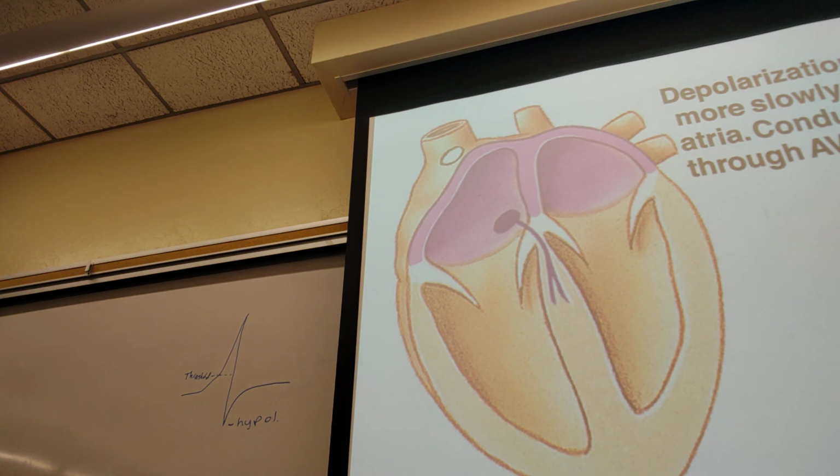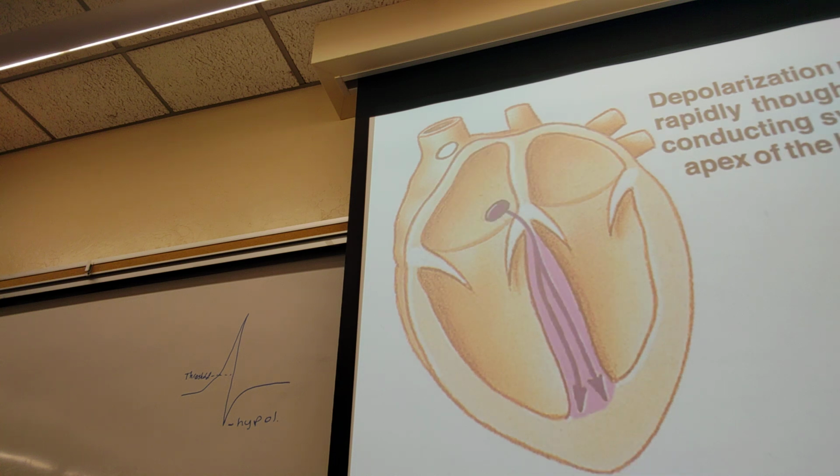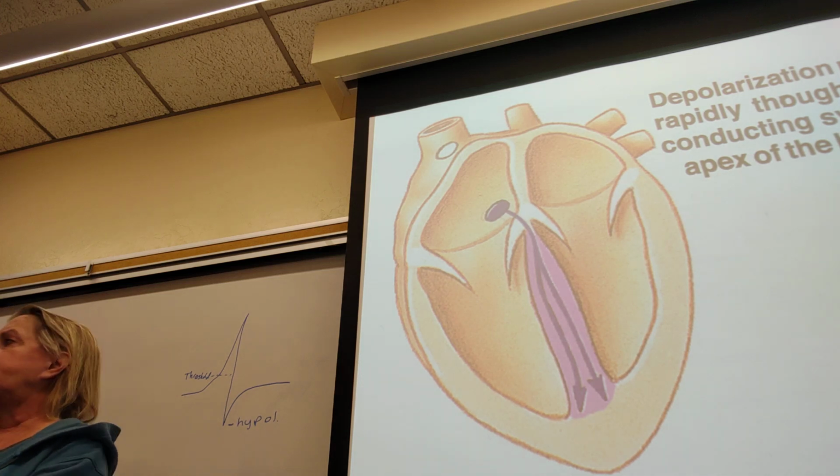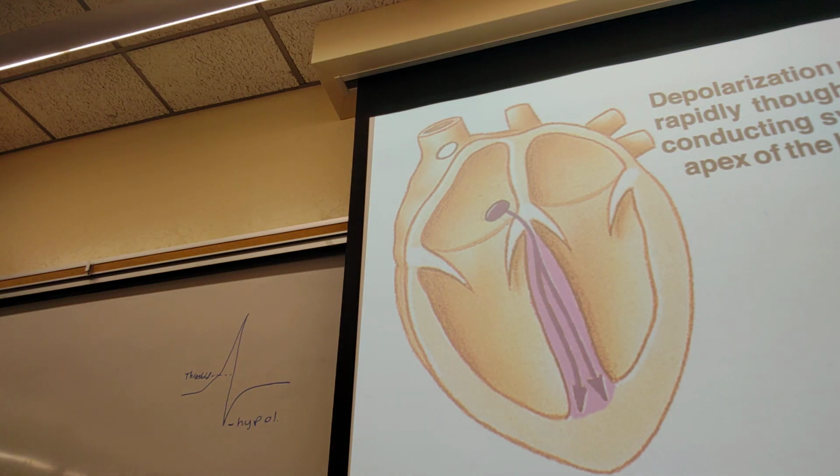Now the AV node is receiving that action potential. It's spreading it to the bundle of His, and it's now branching into the right and left bundle branch, which will go through the IV septum. So now the IV septum is depolarizing, having an action potential. It's going to spread around the ventricular walls through the Purkinje fibers.